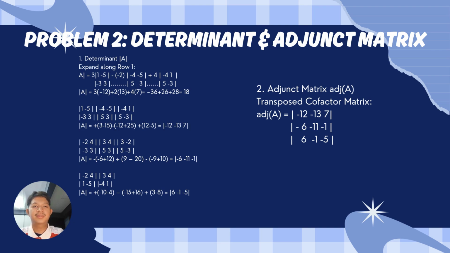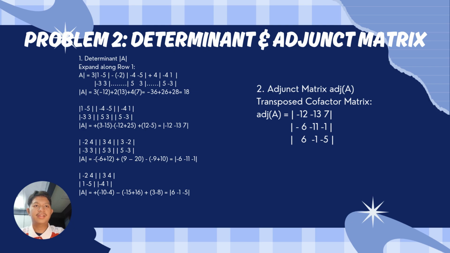The first 2 by 2 determinant gives us negative 12. The second gives us 13, and the double negative makes it positive 2 times 13. The third gives us 7. Multiplying out and adding them up gives negative 36 plus 26 plus 28, and that gives us a final determinant of 18.